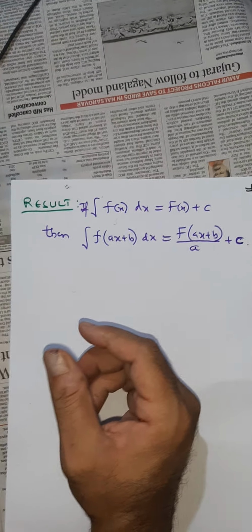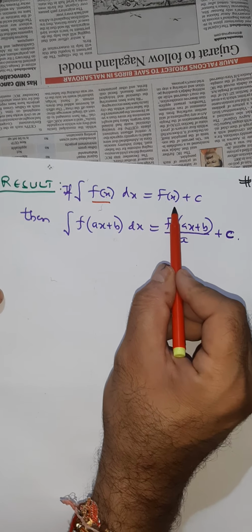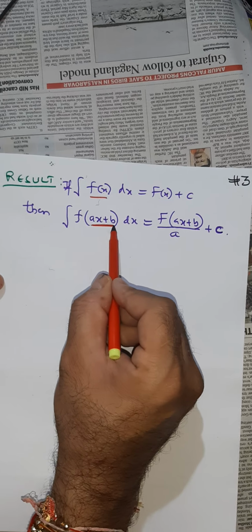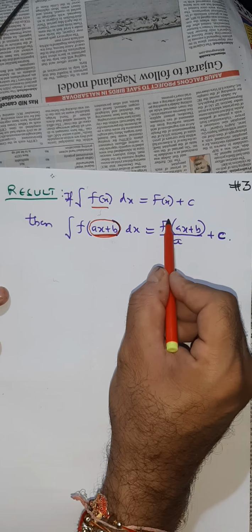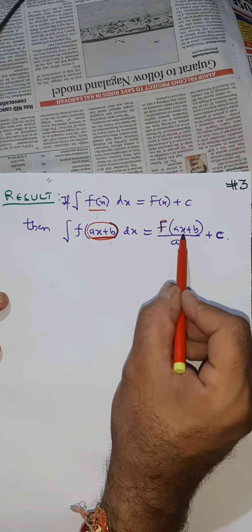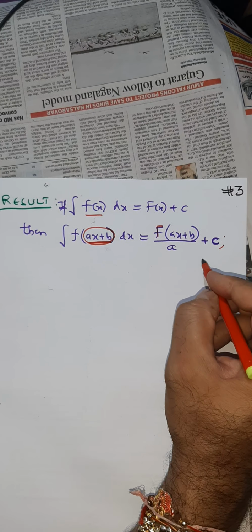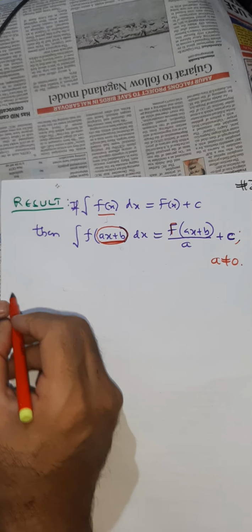What this result says, if you know the indefinite integral of f(x), then if the function is composed with only a linear function, remember I'm emphasizing linear function, then the integral, you can write directly, that is the same function upon the coefficient of x, which is a. a should not be 0 here. Okay, like this.